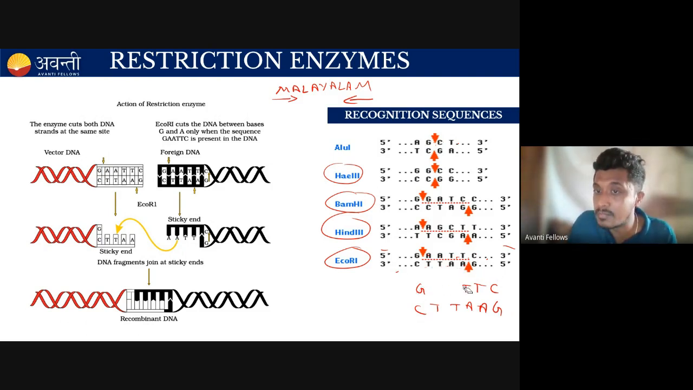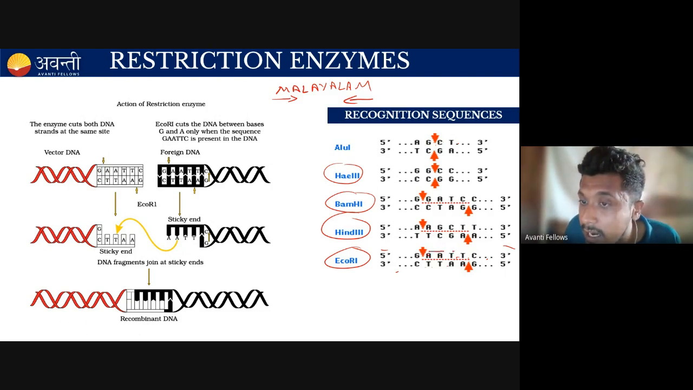So when they recognize a specific palindromic sequence, see, I kept mentioning that it is a specific palindromic sequence. See, ECO R1 can only recognize this sequence such as AATTC, and HIN3 can only recognize AGCTT or AGCT. Next one, BAMH1 can only recognize GATC. Okay, they are very specific. They do not even accept a single change. Even if there is a single change, these sequences do not get recognized and they do not get cleaved or cut. Okay, now how do they cut?